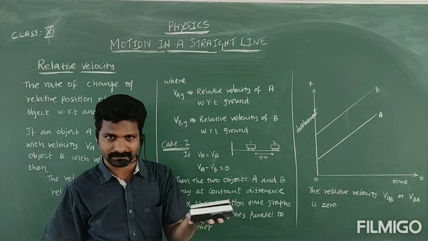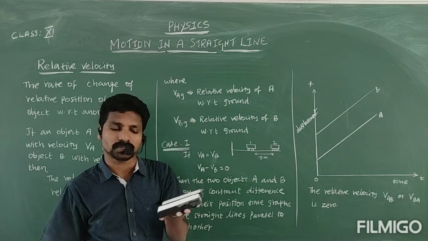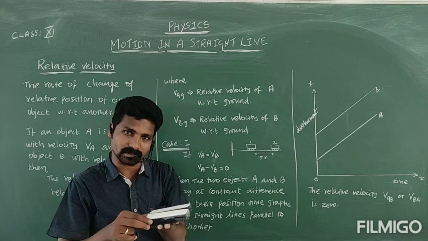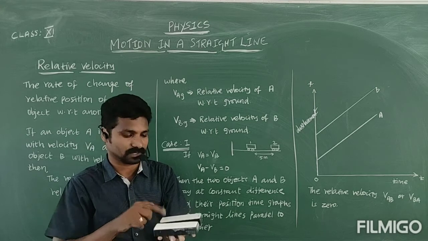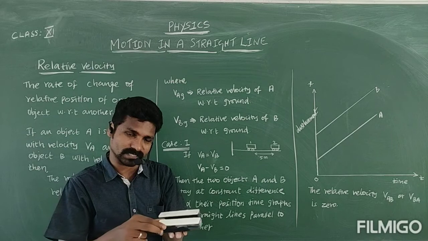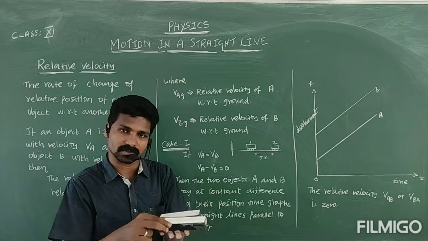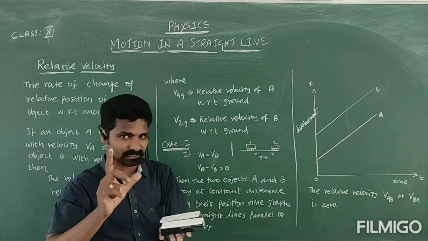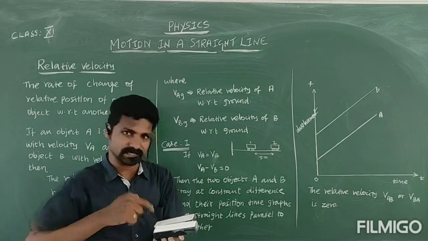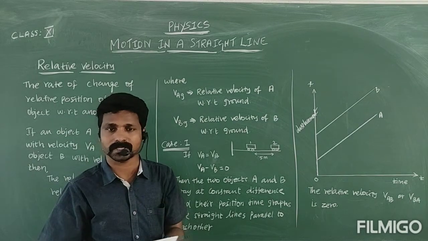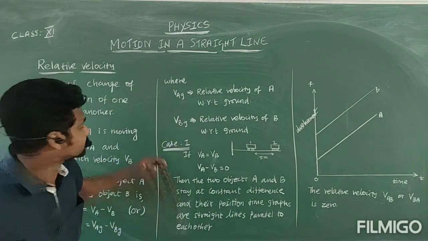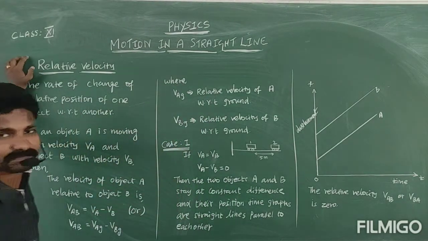Okay. So suppose car A is at 100 km per hour, and car B is 50 km per hour only. So at that time what happens? Car A overtakes car B. At that time we feel some relative velocity, with respect to A some value for B, and with respect to B some value for A. So that kind of feeling only we are going to discuss, by the name relative velocity.